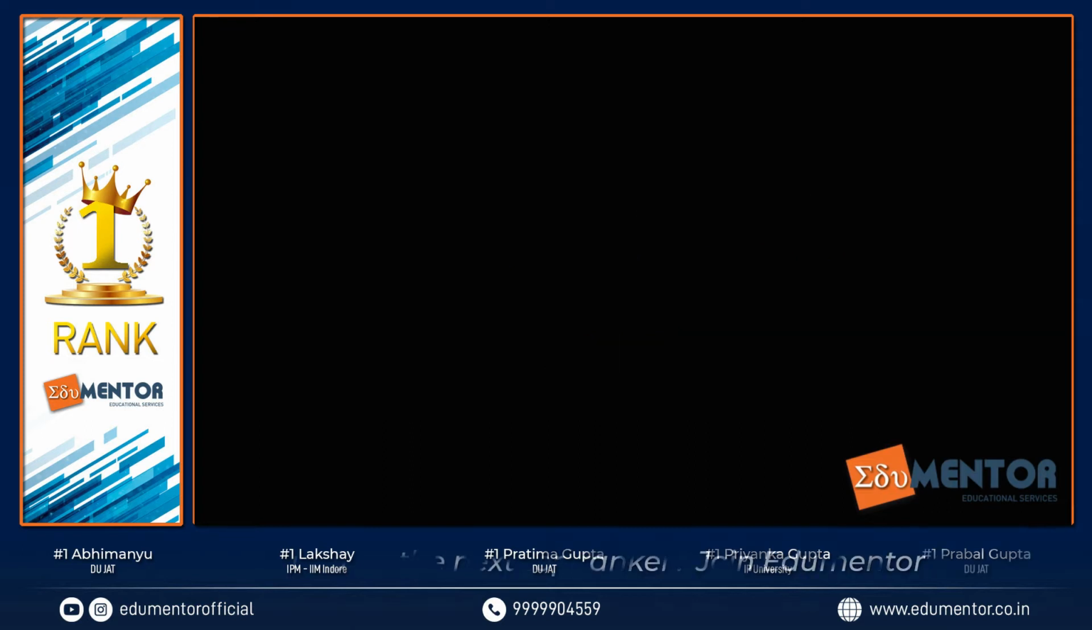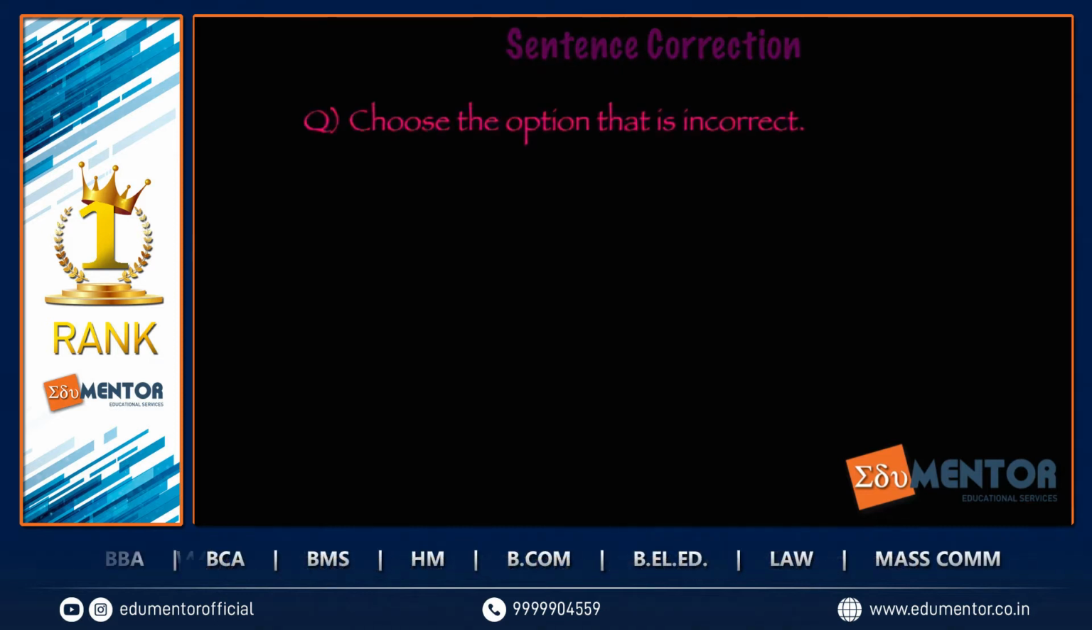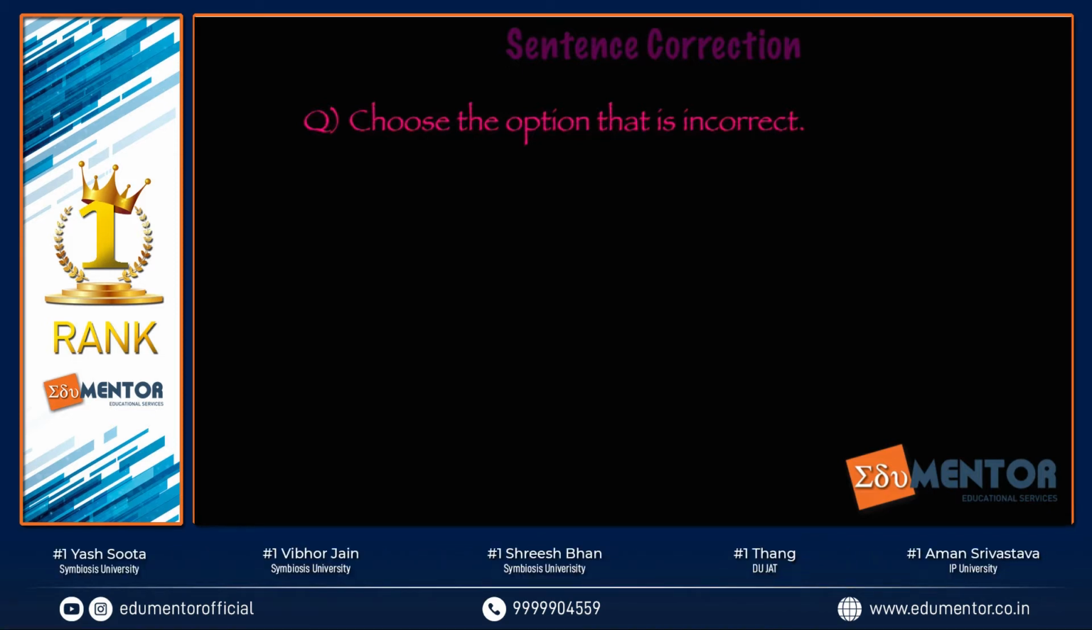So the first exercise is on sentence correction. Choose the option that is incorrect. Now make sure that you do not choose the option that is correct because they want us to mark down the option that has wrong answers or wrong statements in it.